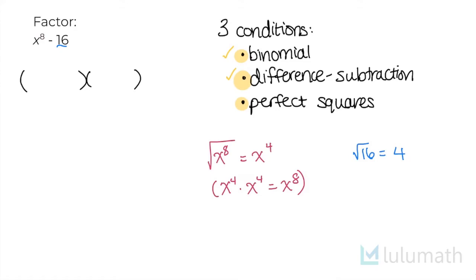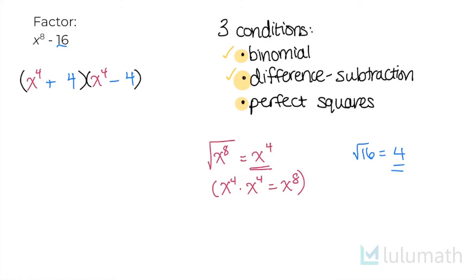We know that our first term in each binomial is going to be x to the power of 4 based on what we did right here. And we know our second term is going to be a 4 for both binomials, except one is positive and one is negative. Now, normally we would say, oh, we're done. We finished this. We factored everything.